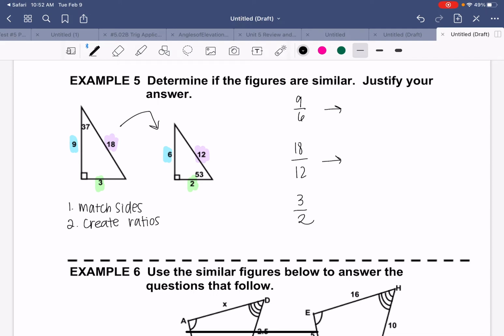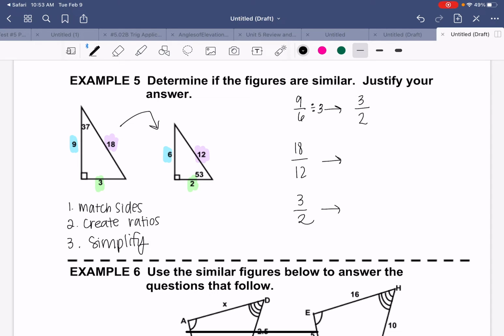Our last step is to simplify, just like you would when you're finding the scale factor, which is exactly what we're finding. We're going to simplify these ratios. 9/6, their greatest common factor is 3. So I can divide both numbers by 3 to simplify it to its simplest form. 9 divided by 3 is 3, and 6 divided by 3 is 2. So 9/6 is 3/2 in its simplest form.